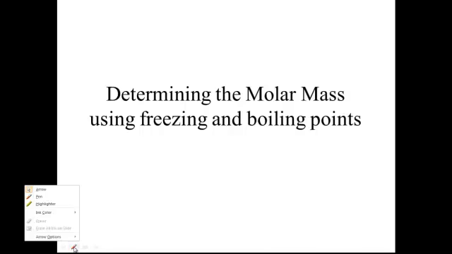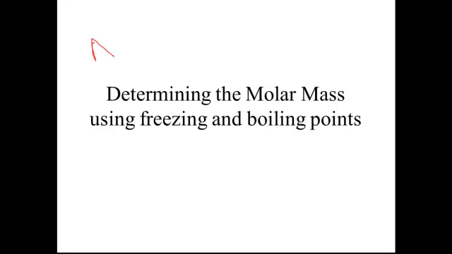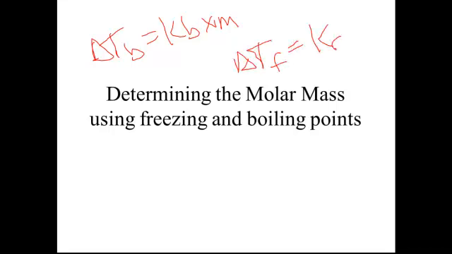All right, this is our next video dealing with solutions. And in our last video, we learned about what are called colligative properties. As we learned from colligative properties, certain things change, like the freezing points and boiling points of solutions, depending on the concentration of the solution. And we learned a couple of equations, delta TB equals KB times the molality, and then the same equation with freezing points.